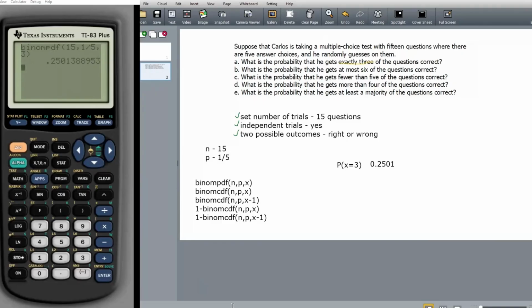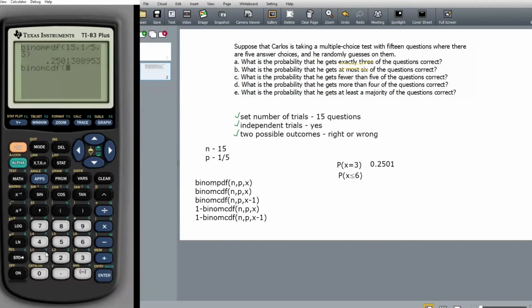For part B, it says, what is the probability that he gets at most 6 of the questions correct? Now, at most is the same as less than or equal to. So in my probability notation, I can say that I'm trying to find the probability that x is less than or equal to 6. And I can use my second option for my preview. So in my calculator, I will press second, bars, and scroll down to binomial CDF.